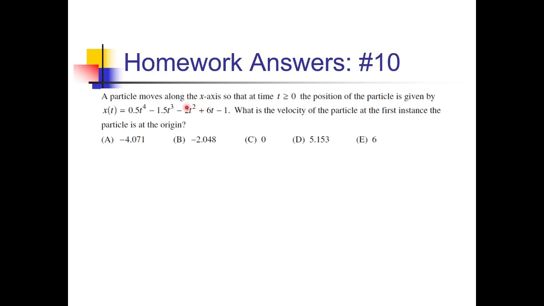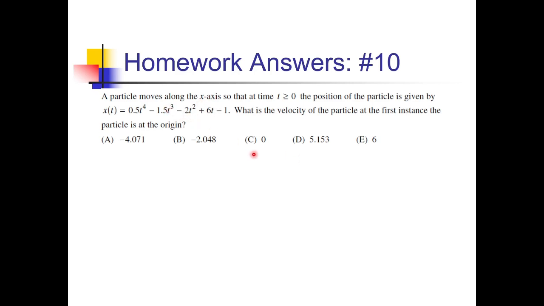For this one, we have a particle moving along the x-axis so that at time greater than or equal to 0, the position of the particle is given by this x of t polynomial function. We want to know the velocity of the particle at the first instance the particle is at the origin. So strategy on this, we need to figure out at what time this x here equals 0, because that's what at the origin requires. And then we need to take whatever that time is and plug it into the velocity of this thing.